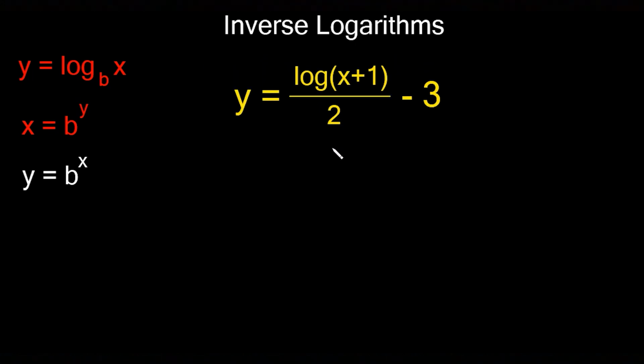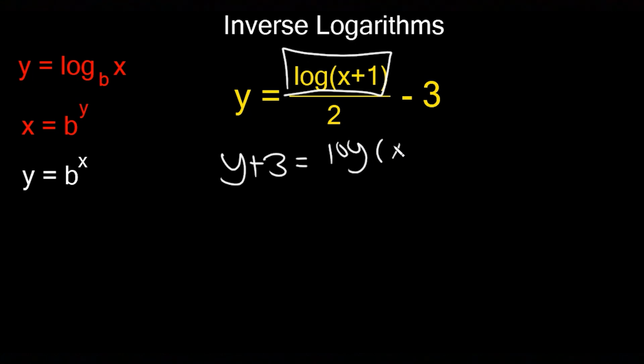So here's our last example. Again, we want to make sure that we isolate the logarithm. So I want to isolate this part here, meaning I'm going to have to add 3, and then I have to get rid of that denominator. So first I'm going to add 3. I'll get y plus 3 equal to log, and then of x plus 1.